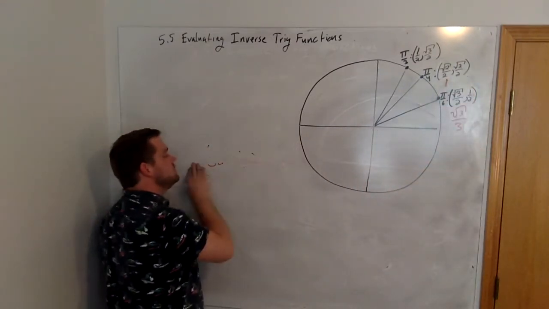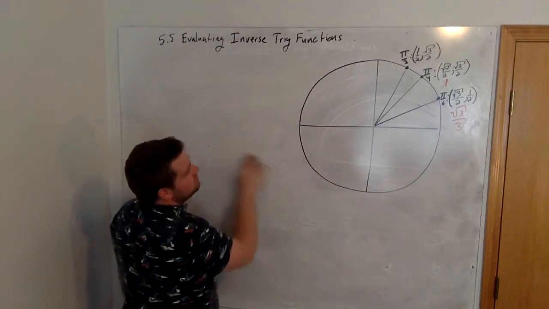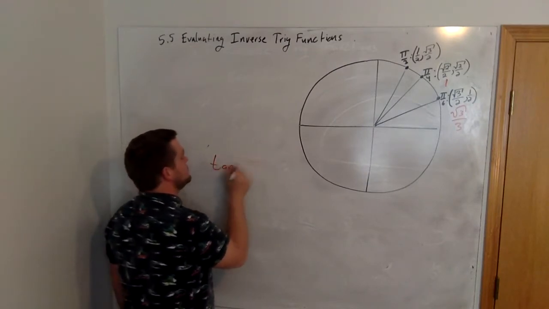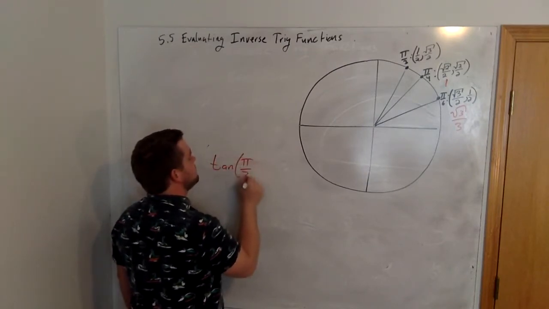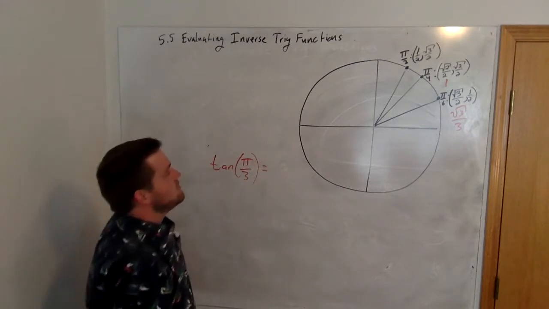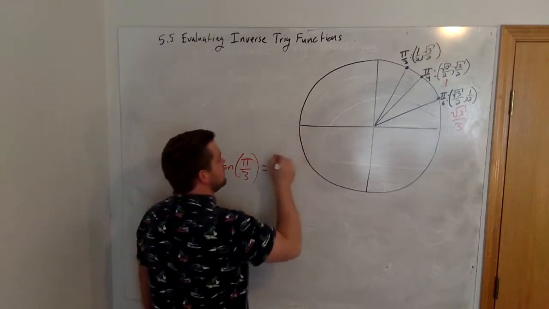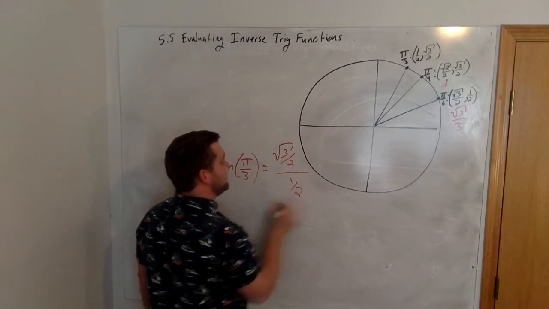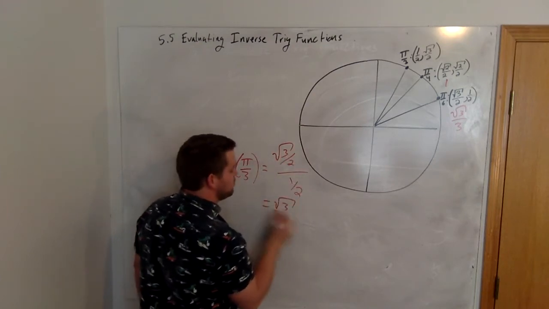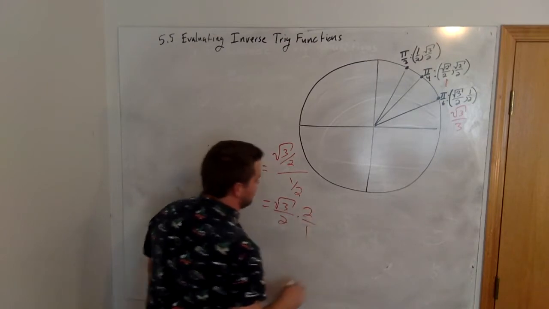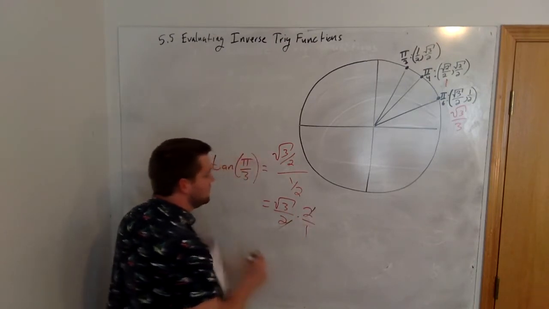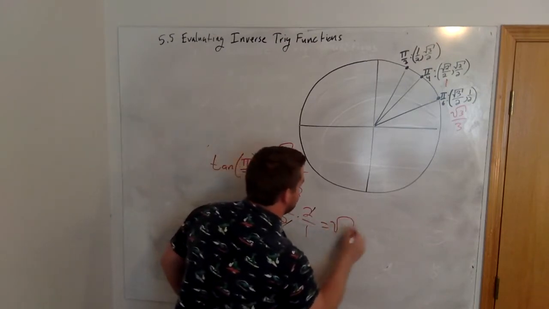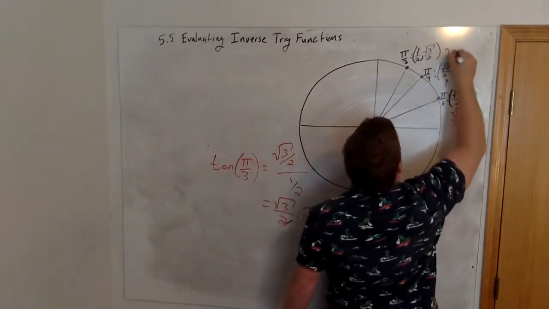Okay. Well, what about tangent of pi over 3? That's going to be root 3, since it's sine over cosine. It's root 3 over 2 all over 1/2. So this is root 3 over 2 times 2 over 1. These 2's will cancel, and we'll just be left with a root 3. So here's a root 3.